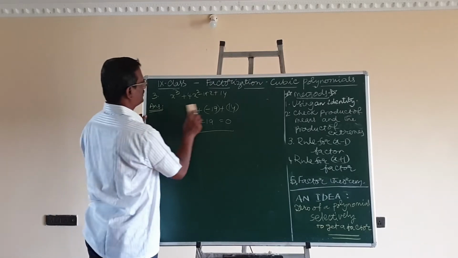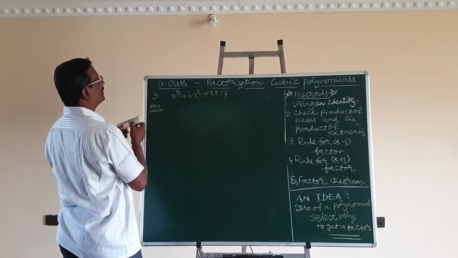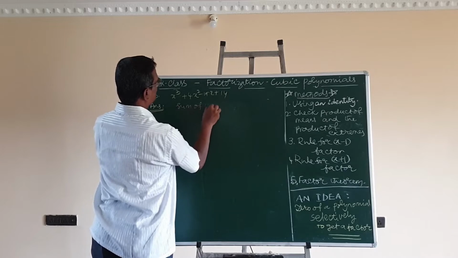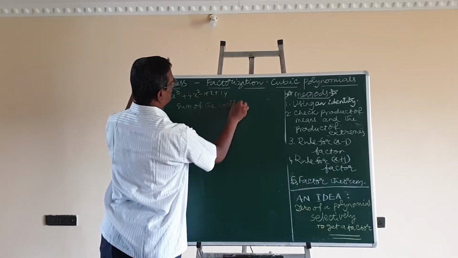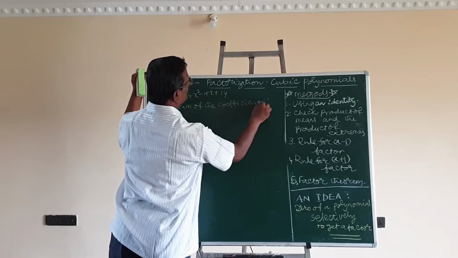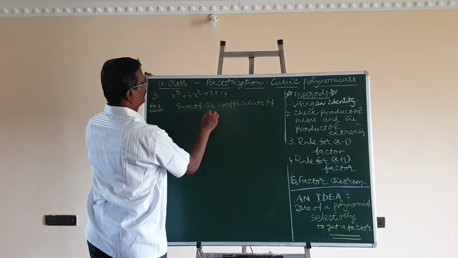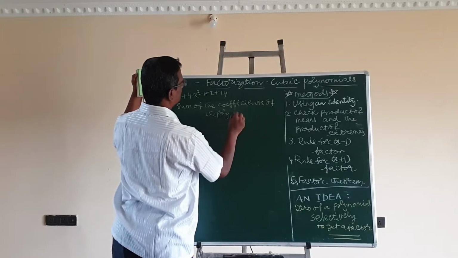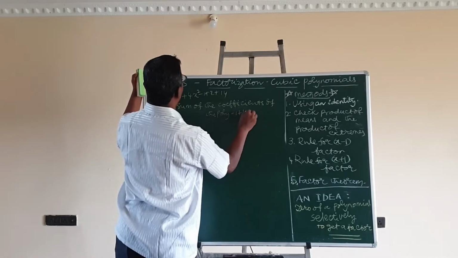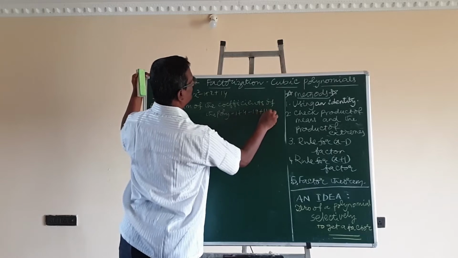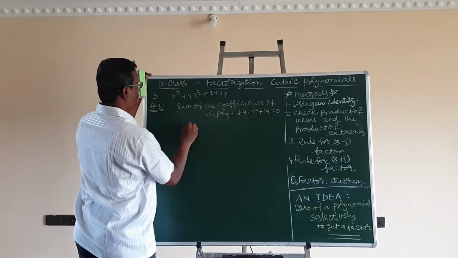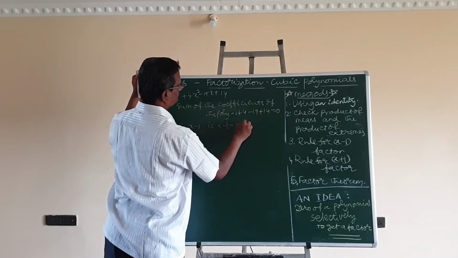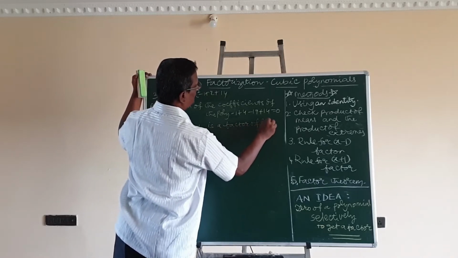Let's go for the actual procedure. Here, sum of coefficients of the polynomial: 1 plus 4 minus 19 plus 14 is equal to 0. Therefore, x minus 1 is a factor of the polynomial.